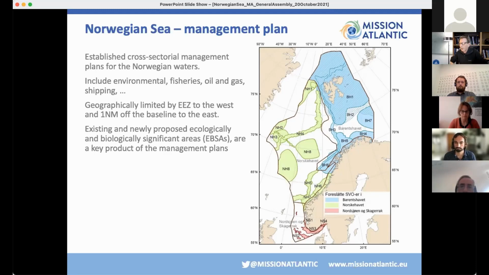This group has a focus on defining ecologically and biologically significant areas. You can see them, these green areas on the map, and you can see that some of them are related to the shelves, some to the slope, some to the deep basin, these ones, for example, and some to the ridge. So we have a collection of areas of particular importance for the management plan.